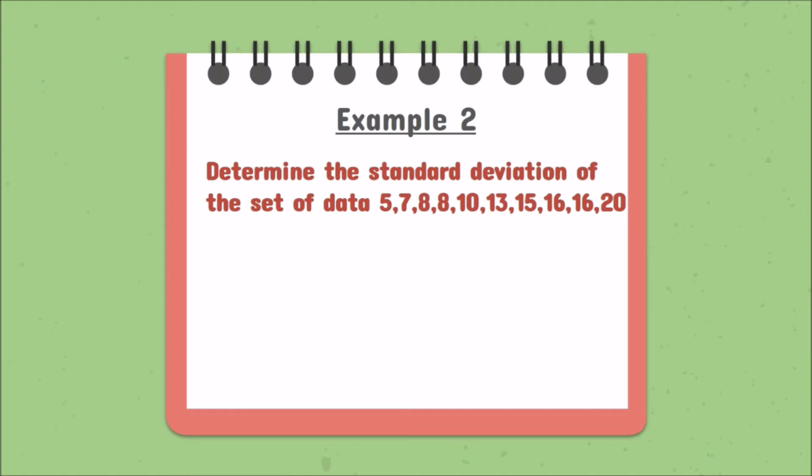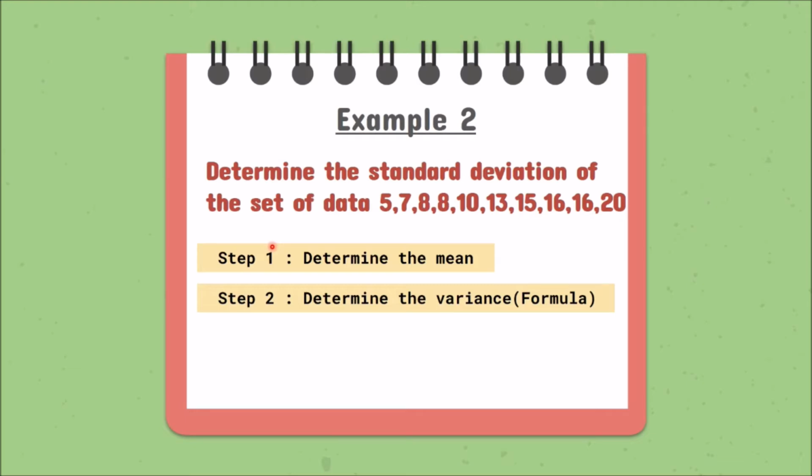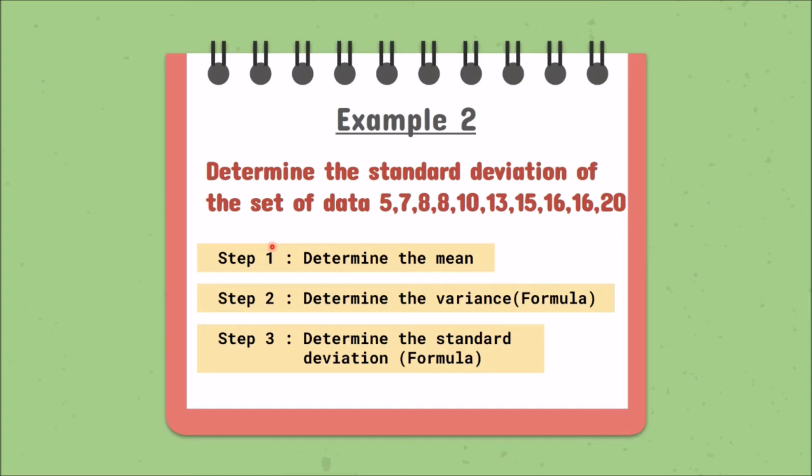Let's move to example 2. Determine the standard deviation of the set of data 5, 7, 8, 8, 10, 13, 15, 16, 16, and 20. There are 3 steps to solve this question. The first step is to determine the mean. The second step is to determine the variance using the formula of variance. The third step is to determine the standard deviation using the formula of standard deviation. Let's look at the next video on how to determine the standard deviation.